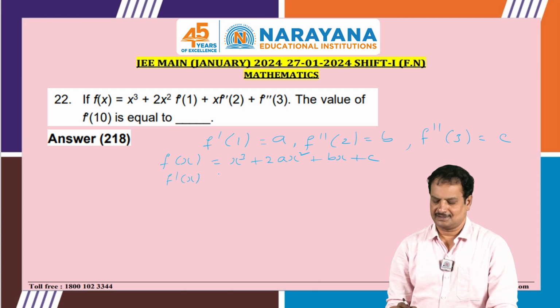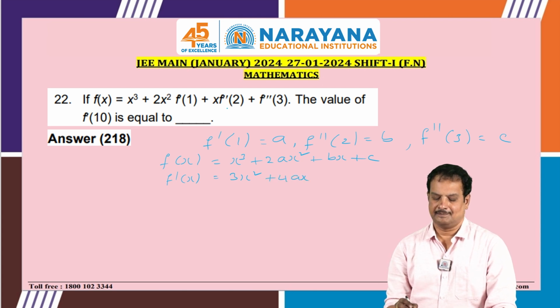So what is f dash x? This is nothing but 3x square. And here we have the 2ax square, so which is now 4ax, the derivative. And the next one is bx, the derivative is b only.